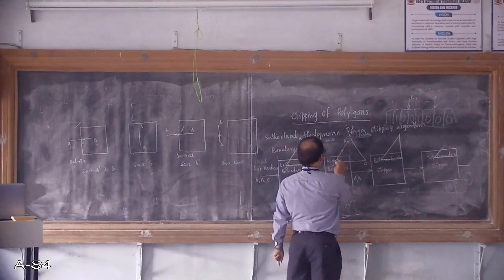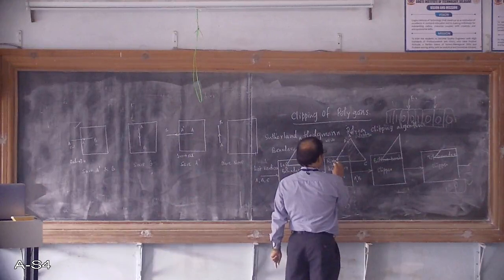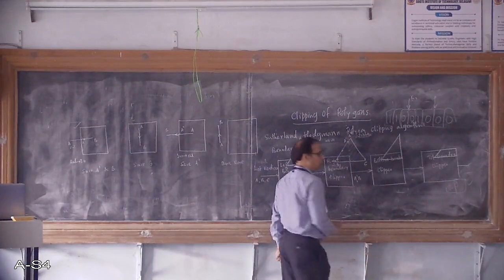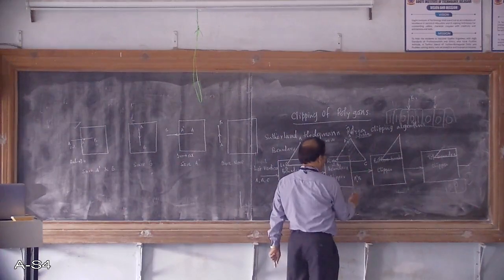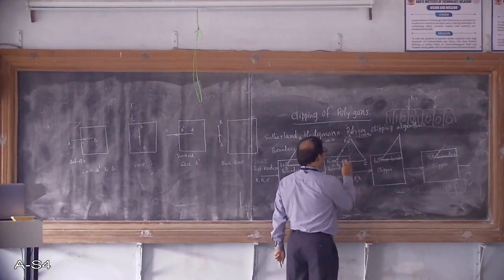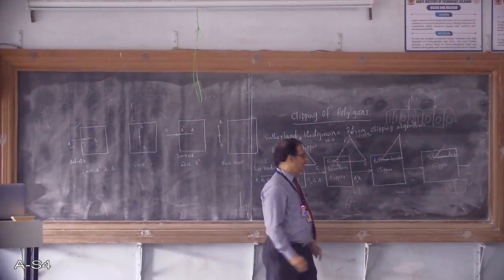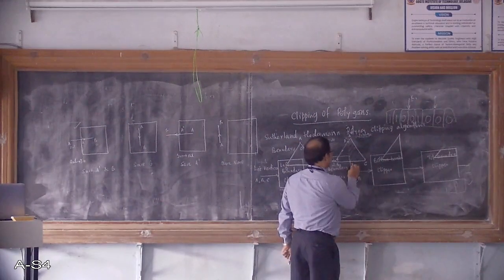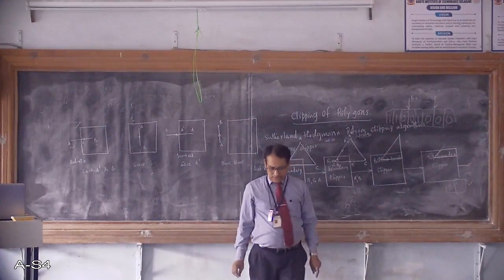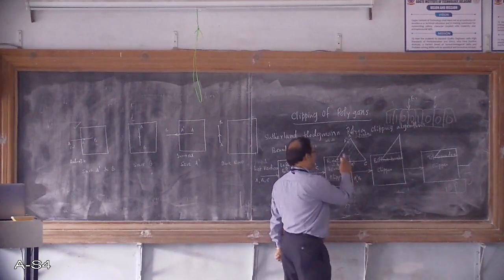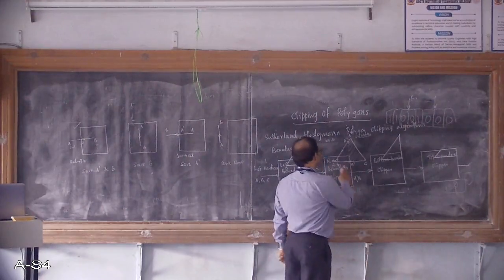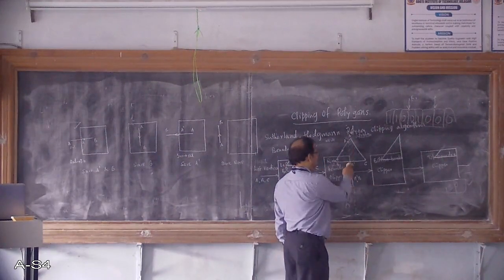Now after AB we have to consider BC. The edge BC is also intersecting with the right boundary, and we will have to determine the point of intersection again. Let us call this point of intersection B dash. We have to determine the point of intersection B dash because the edge is intersecting the right boundary here.